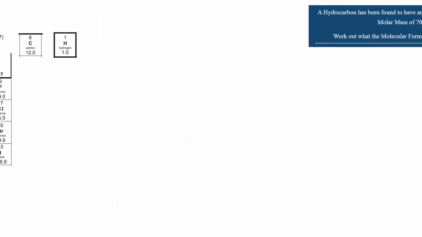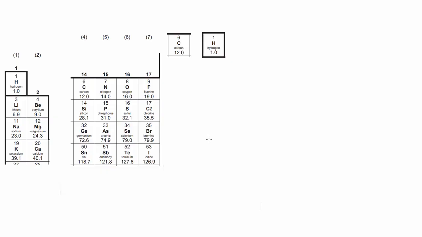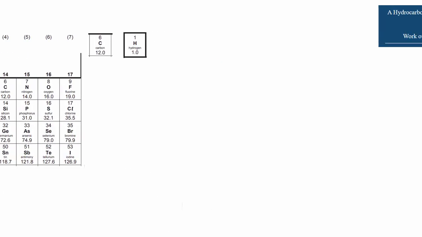So the first thing I'm going to do is get the molar masses, or the relative atomic masses, of hydrogen and carbon. I'm going to get that from the periodic table, although given how common carbon and hydrogen are, you may well already know what the relative atomic masses and hence the molar masses are.